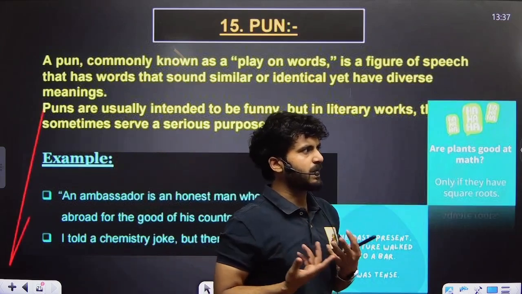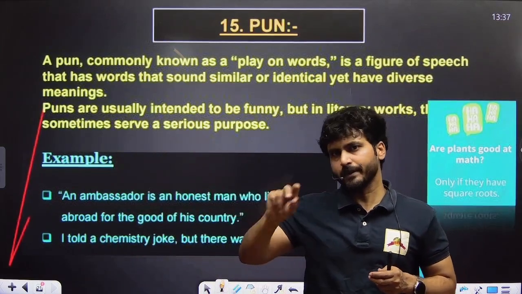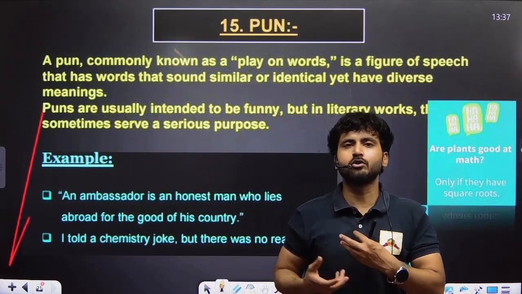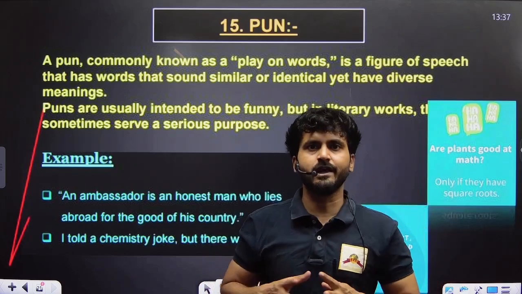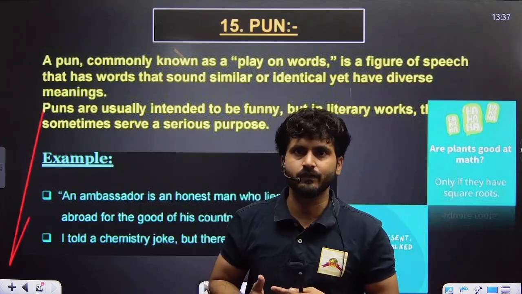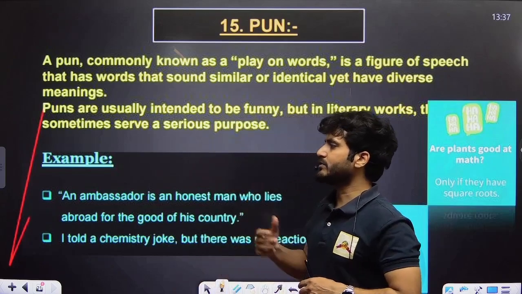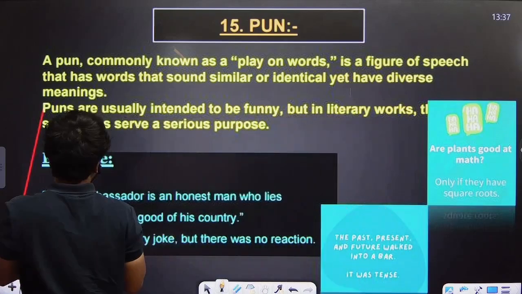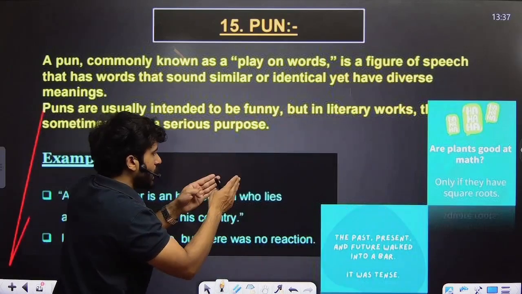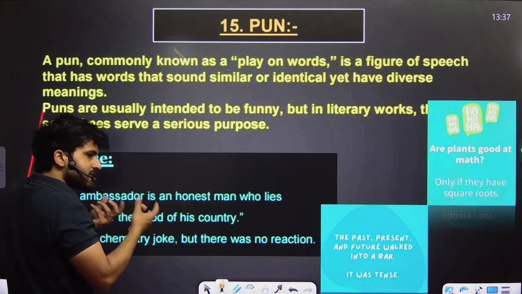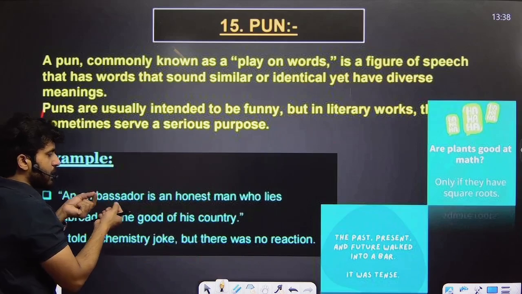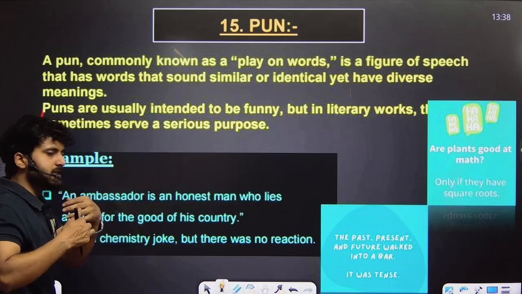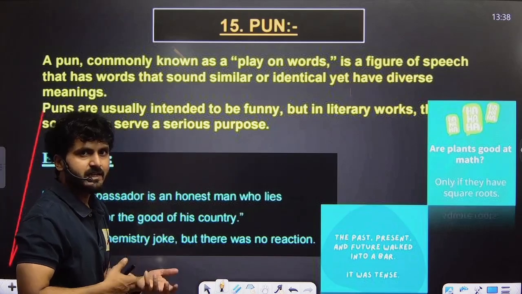What happens in the case of pun? You will relate it: pun, fun. Whenever you are joking, in a mood of saying something not in a very strict way, on a strict note, you are meaning it in a sarcastic way, or in a funny way, you are going to use pun. Like, an ambassador is an honest man who lies. He is an honest person, but he lies abroad for the good of his country. So it is speaking in what? Fun way, in a jolly way.